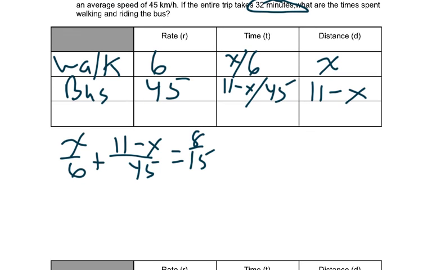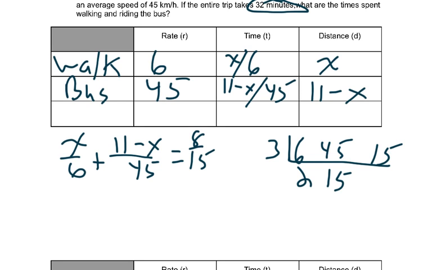So now we need to figure out what's our common denominator for 6, 45, and 15. So let's make our repeated division box. 6, 45, 15. Well, 3 goes into all of those. 6 divided by 3 is 2. 45 divided by 3 is 15. 15 divided by 3 is 5.